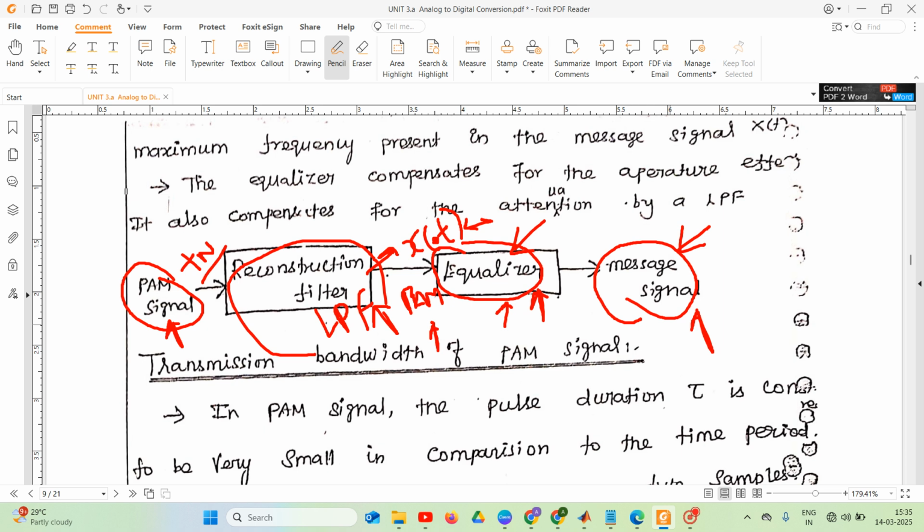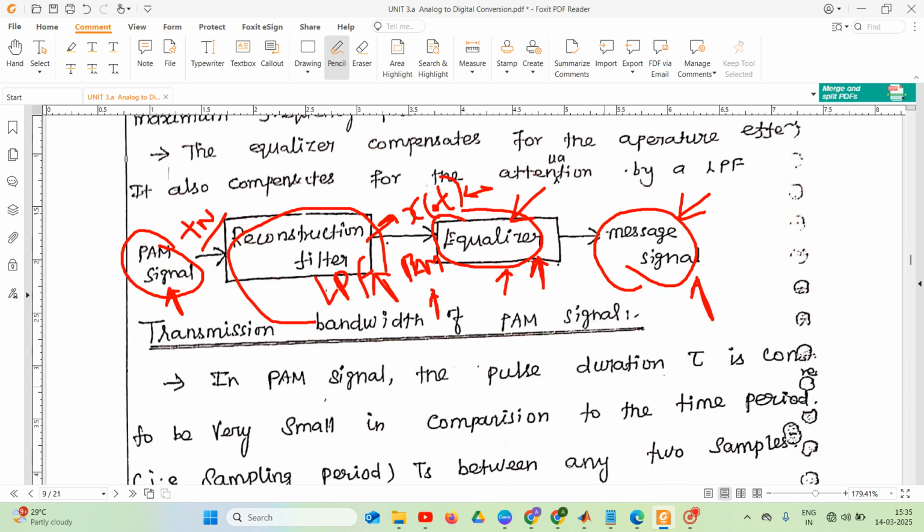So I hope you are able to understand how we are generating the flat top PAM signal, and how we are detecting the PAM signal. In the next class, we will discuss the transmission bandwidth of the PAM signal, and pulse position and pulse width modulation, right? Thank you.